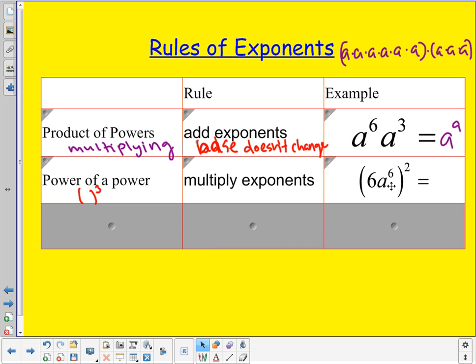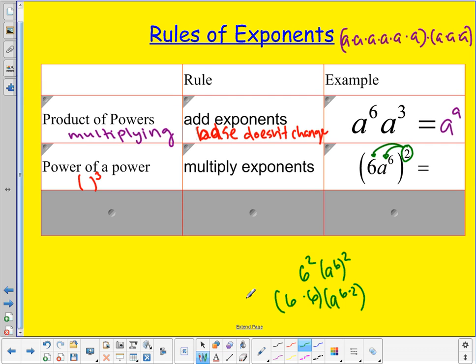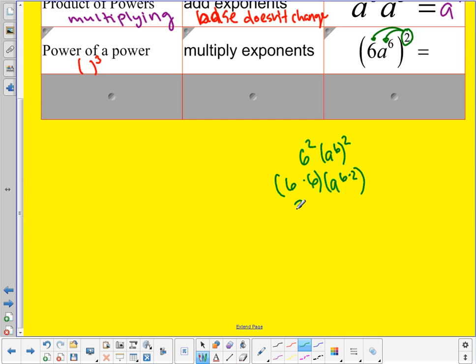Now here's where that comes from. If I look at 6a to the 6th, all raised to the 2nd power, it's like saying the power of 2 on the outside goes to both things on the inside. So I have to consider what 6 to the 2nd is, and also what a to the 6th to the 2nd is. Well, 6 to the 2nd is 6 times 6, and a to the 6th to the 2nd is a to the 6th times 2. When I do that, 6 times 6 gives me 36, and a to the 6th to the 2nd is a to the 12th.